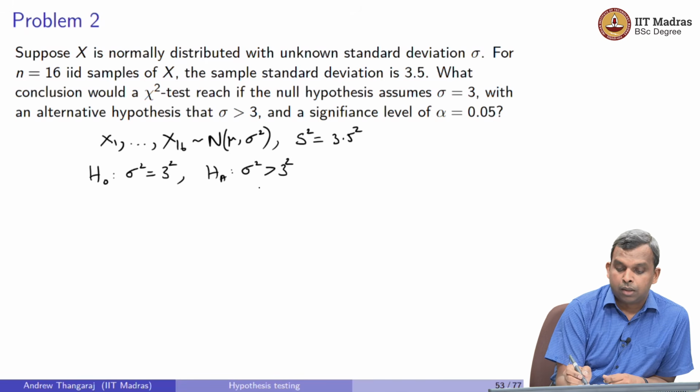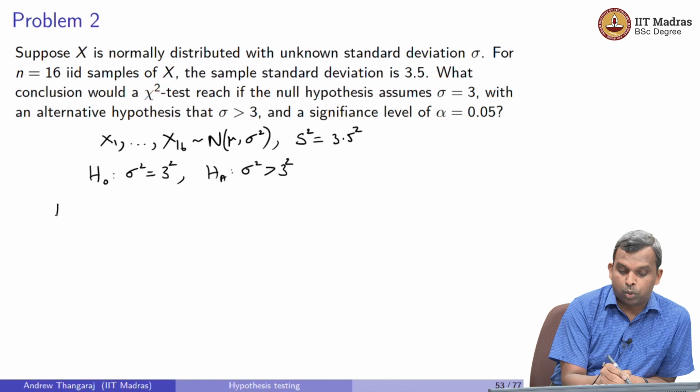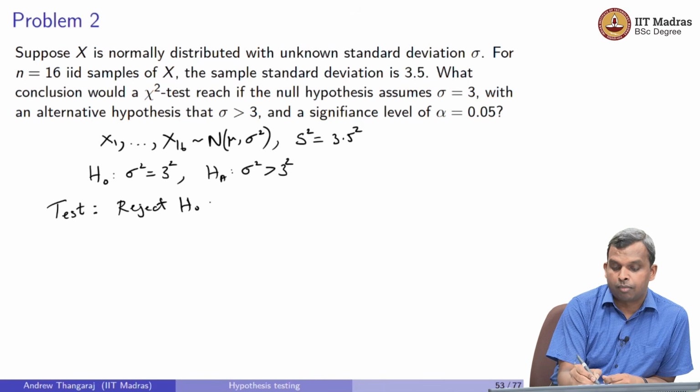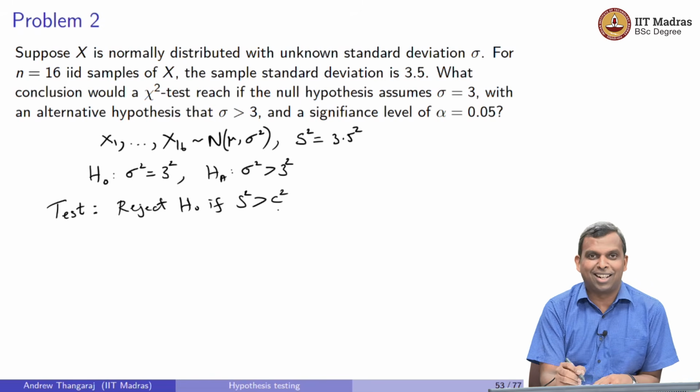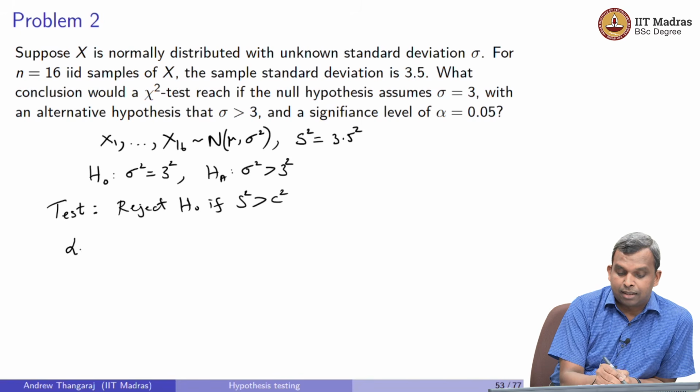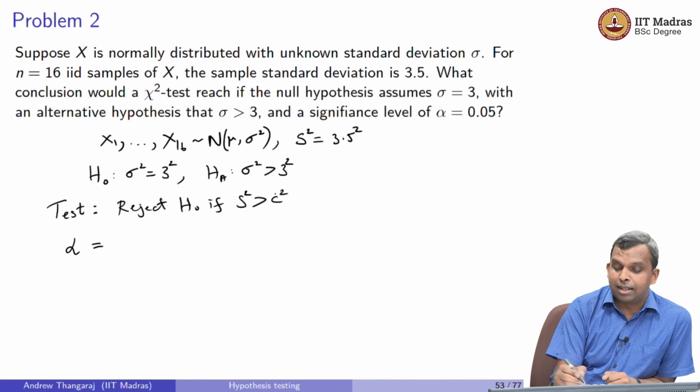Okay, so what's going to be our test? Our test is going to be S squared greater than C. Let's write it out fully: reject H naught if S squared is greater than C squared. Let's just take it like C squared. Okay, so this is the test, and now S squared has this distribution, right?